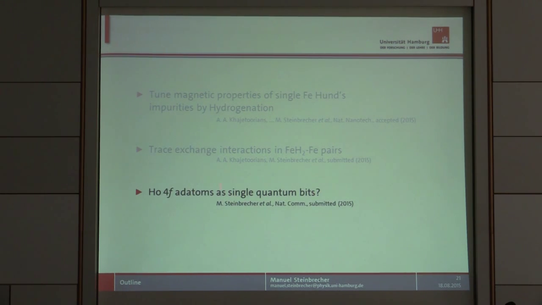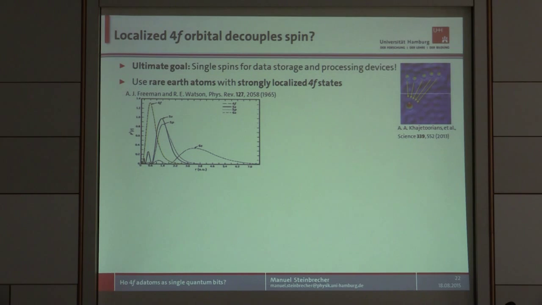Okay, with this I would like to come to the last part of my talk, concerning holmium 4f atoms also on a platinum 111 surface. And the question is how we can reach our ultimate goal to form single spins to use as data storage or processing devices, like we have maybe obtained by 5 atom clusters or the logic device. And using rare earth atoms is maybe a good idea because they have strongly localized 4f states, which are very closely bound to the nucleus and far away from interaction with a substrate, which is done mainly by the other states here.